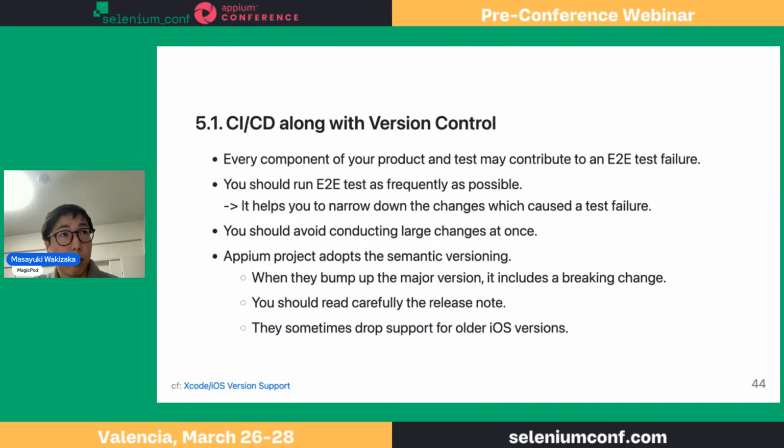Avoid committing large changes in a short period of time. If you are planning a significant change on your application side, try to avoid a large change to your test script at the same time, and vice versa. By the way, the Appium project adopts semantic versioning, which means that major updates may include breaking changes. So be cautious and always review the release notes.